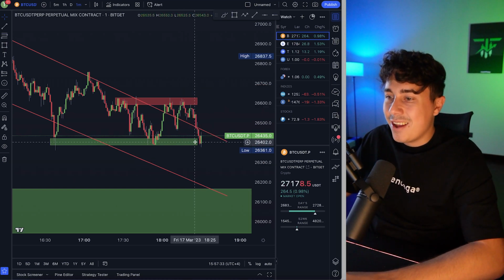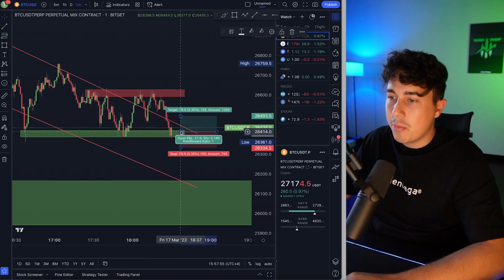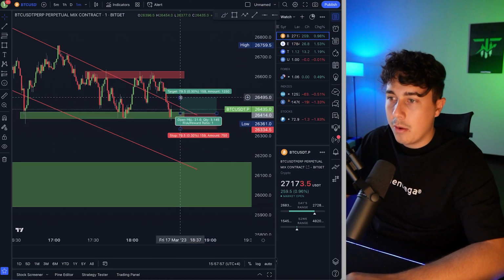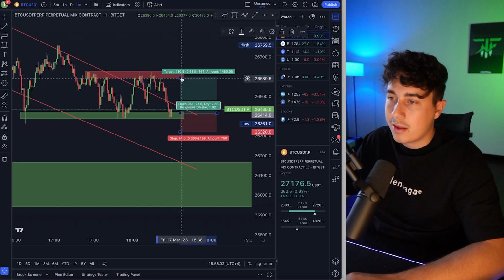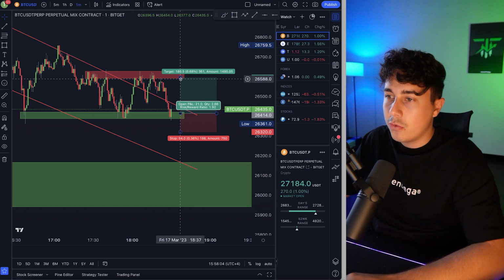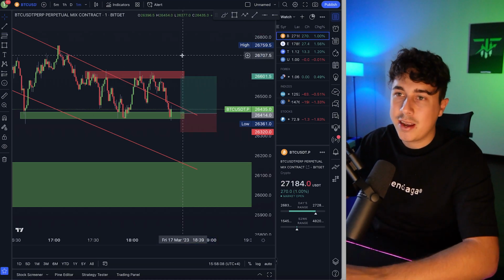So what we see now here is that we are again in our support area. So I want to make a long trade here on this area. I want to do it, for example, with a 2-to-1 chance risk factor, and that's why I want to enter right here. So I would say I will open the trade right now, and I'll see you back later, guys.